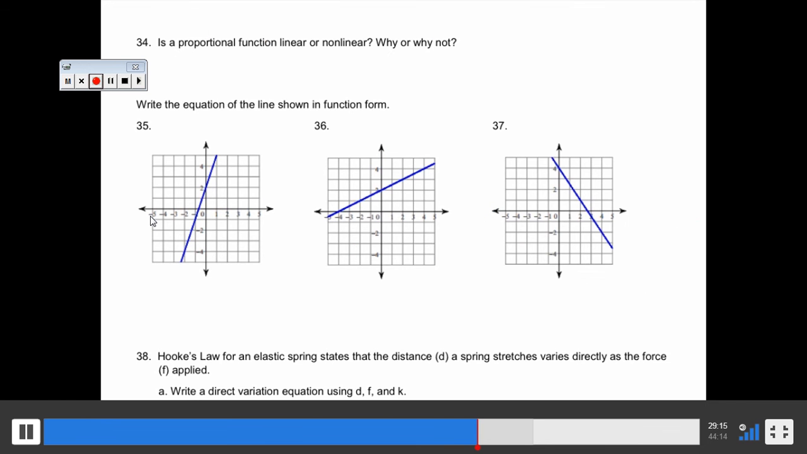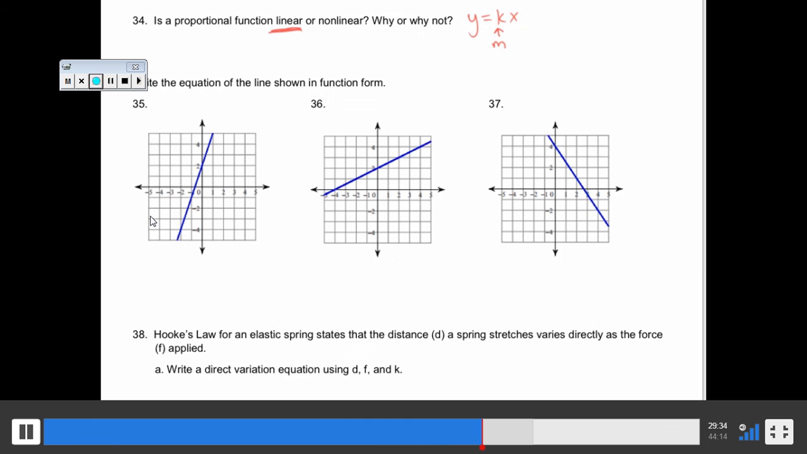Number 34, is a proportional function linear or nonlinear, why or why not? Well, it is a linear function because it is a straight line that goes through (0, 0), and you can write it y equals kx, and remember, that's just a variation constant, which also acts as our slope in this case. On 35 through 37, we need to write an equation of the line shown in function form.